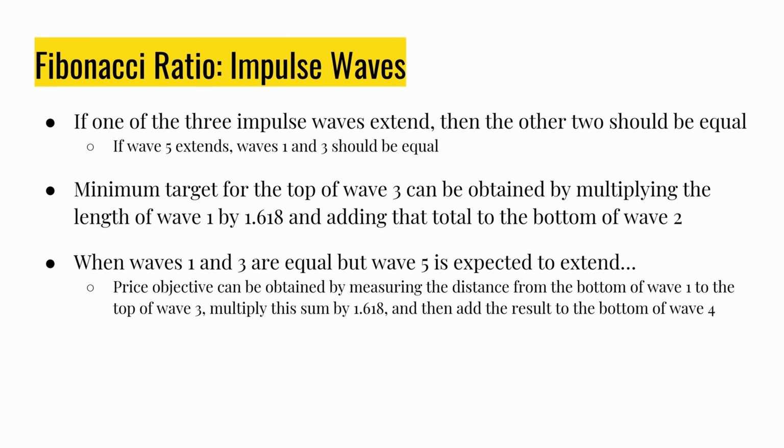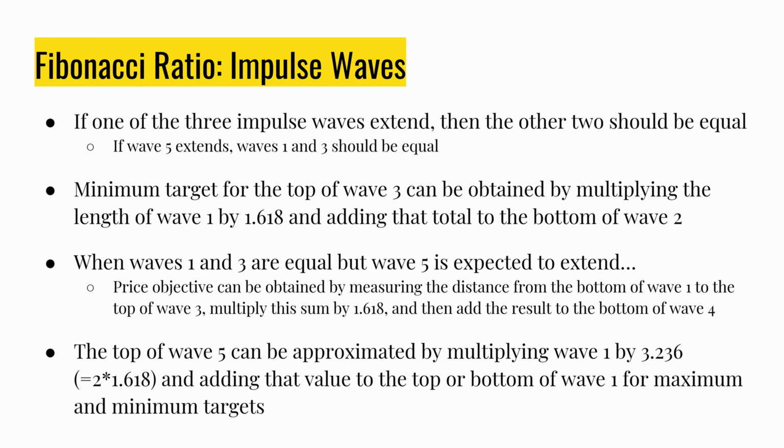This will give you the max height of overextension for wave 5. Finally, when the impulse waves are expected to be of normal length, then wave 5 can be approximated by multiplying wave 1 by 3.236. 3.236 is equal to 2 times 1.618. You then add that value to the top or bottom of wave 1 for the maximum and minimum targets respectively.